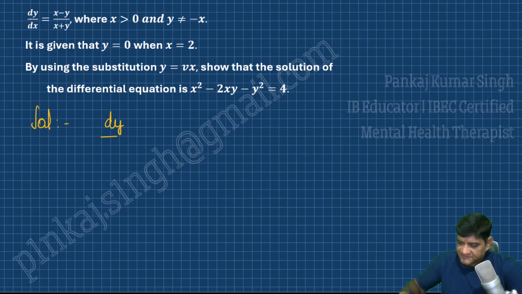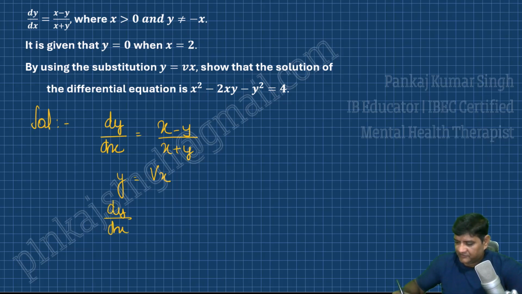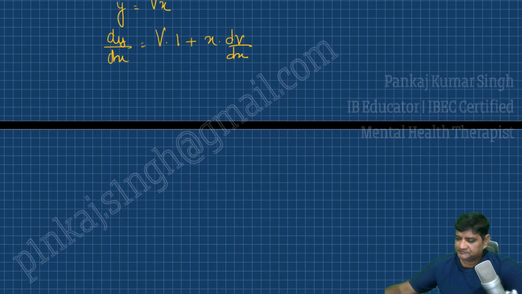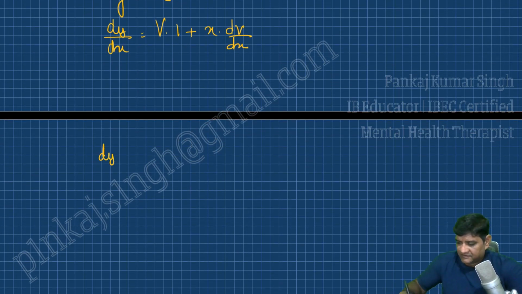So what we have is dy by dx as equal to x minus y divided by x plus y. So I need to take y as equal to vx. Now I'm going to be differentiating this function with respect to x. So dy by dx is going to be, I'm applying the u into v rule, u into differential of v plus v into differential of u. So if I can rewrite that, I would have dy by dx as equal to v plus x dv by dx.